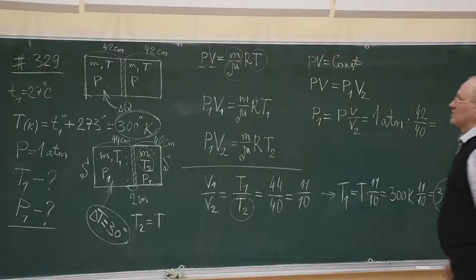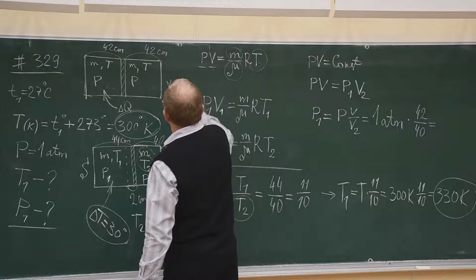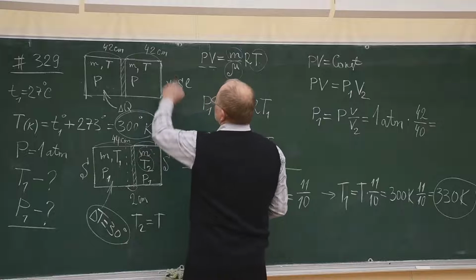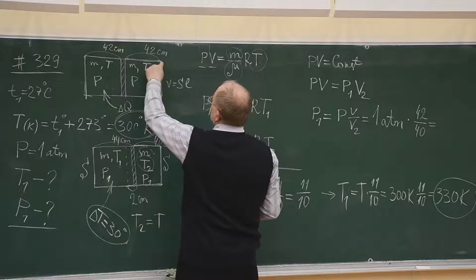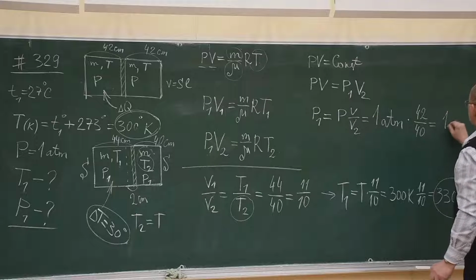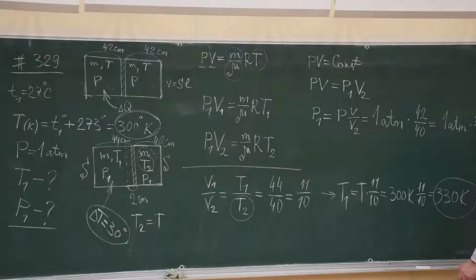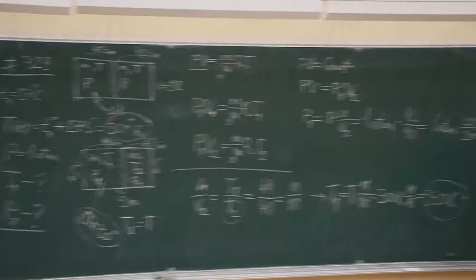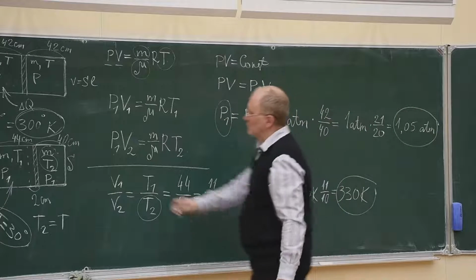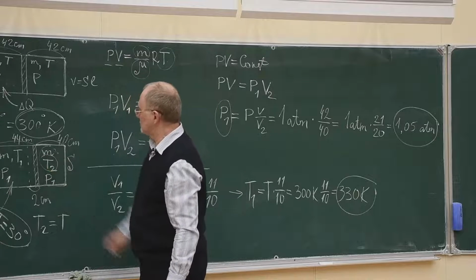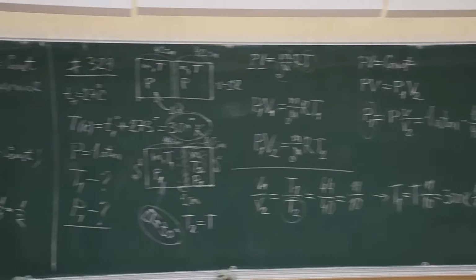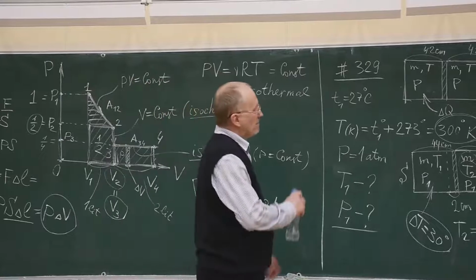It's 42 related to 40, because volume is the cross-section area S times L, the height of this cylinder. And the cross-section area doesn't change, it remains the same. So the ratio of the two volumes will be the initial height, 42 centimeters, divided by the final height, which is 40 centimeters. So 1 atmosphere times 21 over 20 will be 1.05 atmosphere. That is the final pressure P1, and we calculated it for the right part of the cylinder. But the pressure in the left part will be the same. So we have found the answer to this problem. We have found the final pressure of gas in both parts of the cylinder.